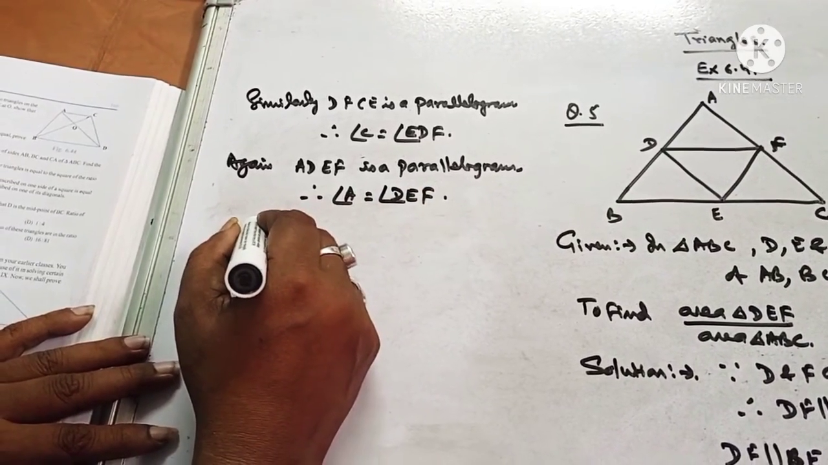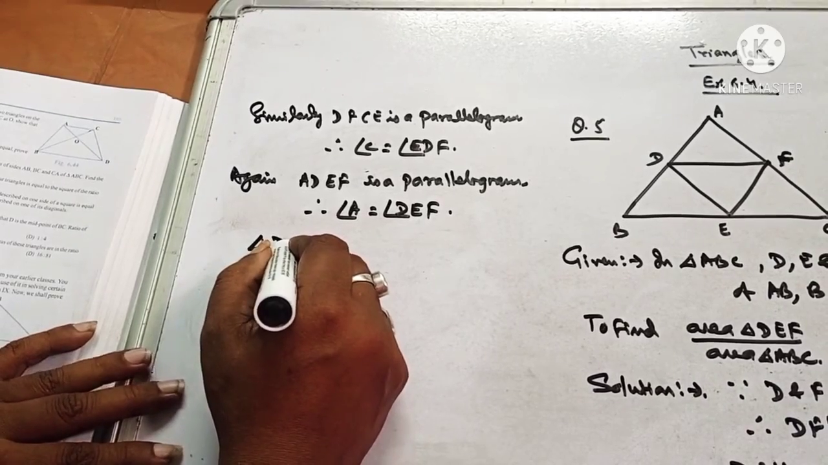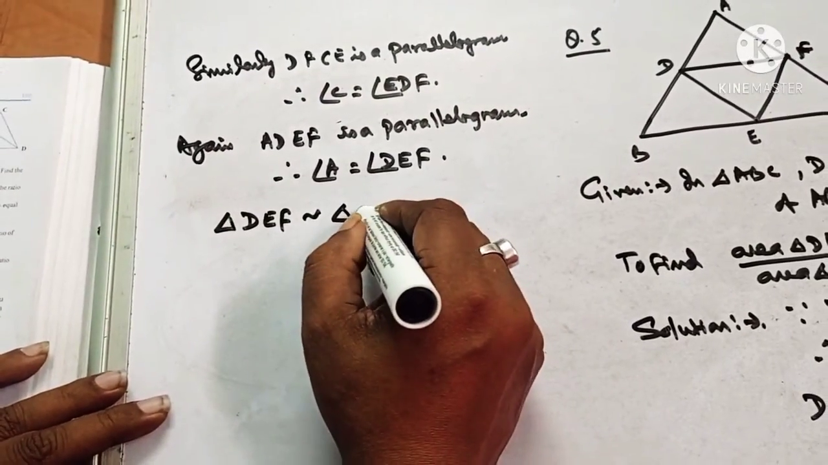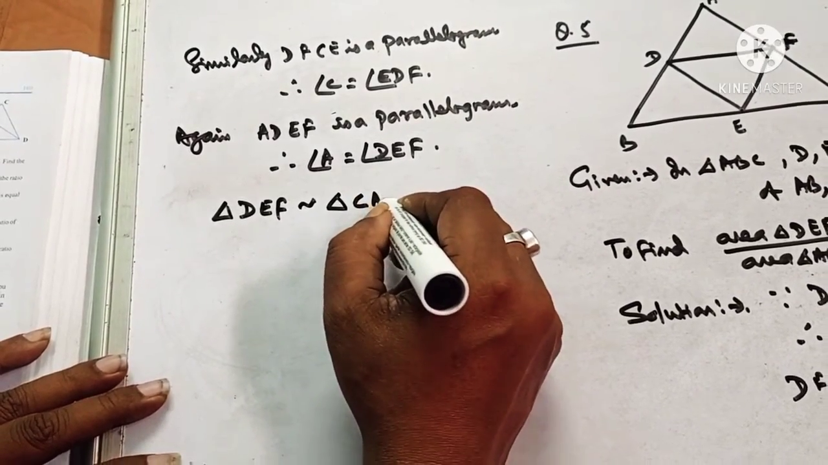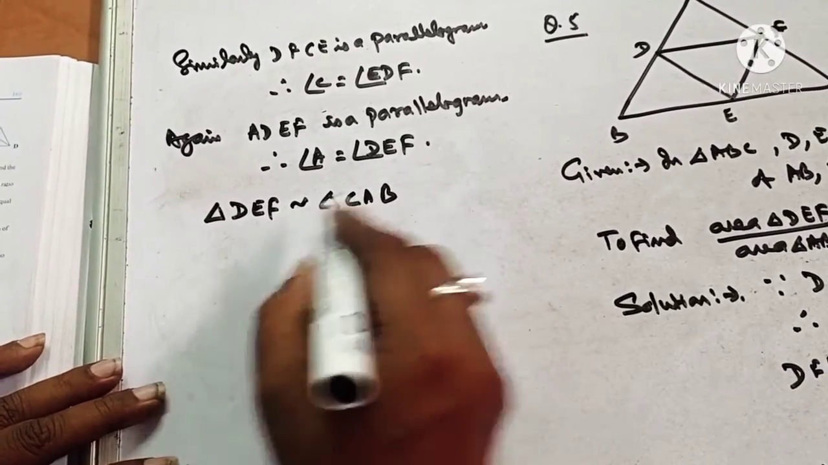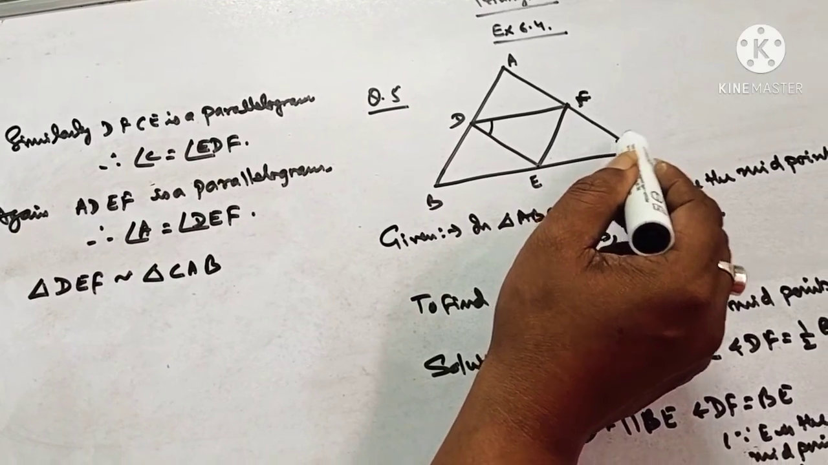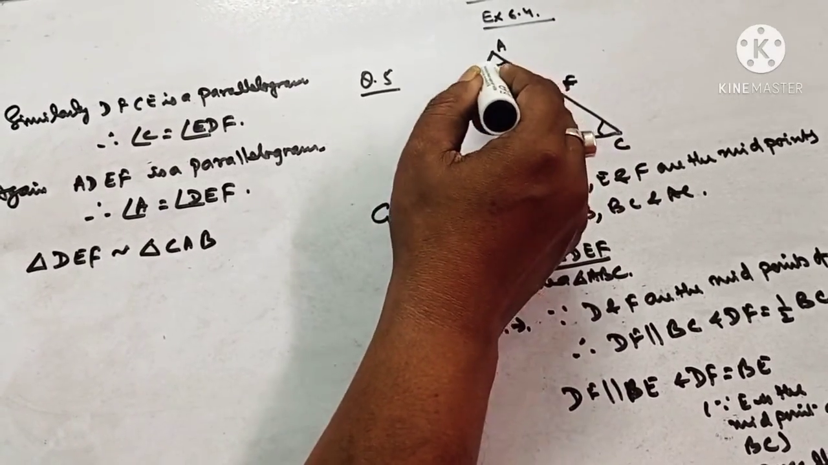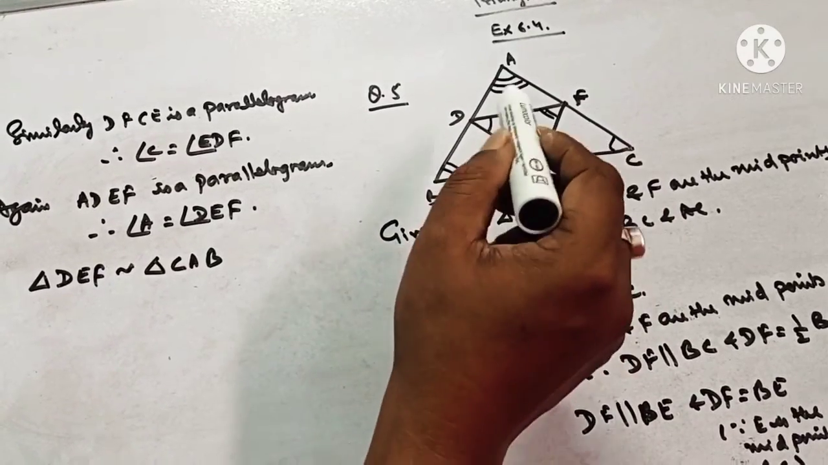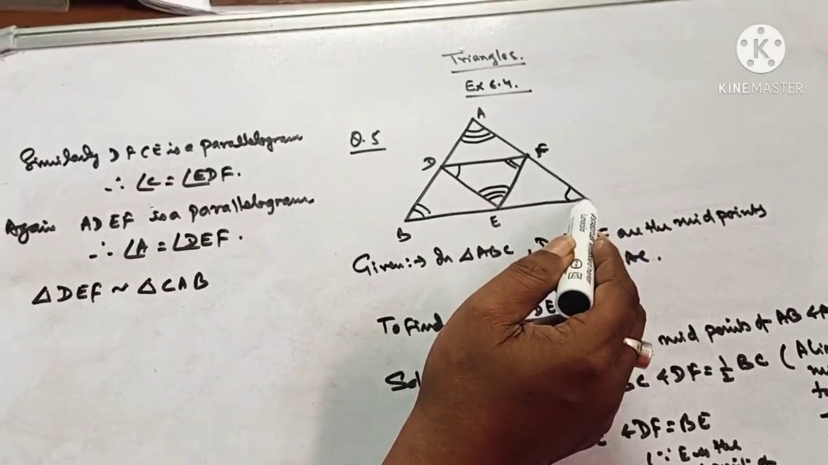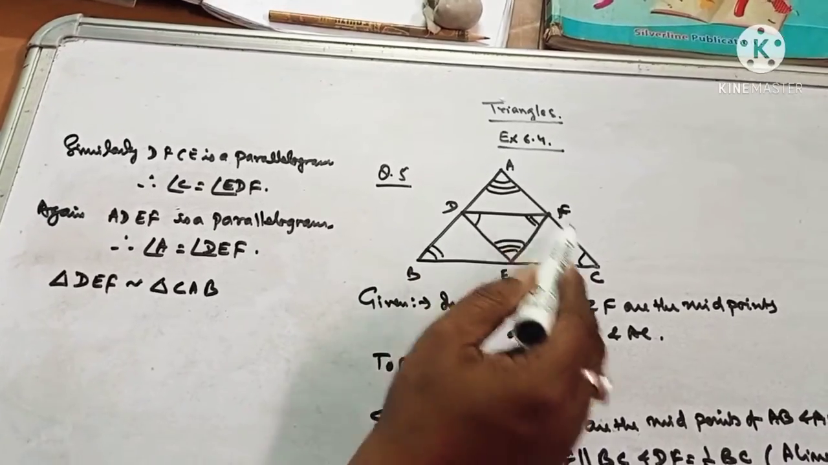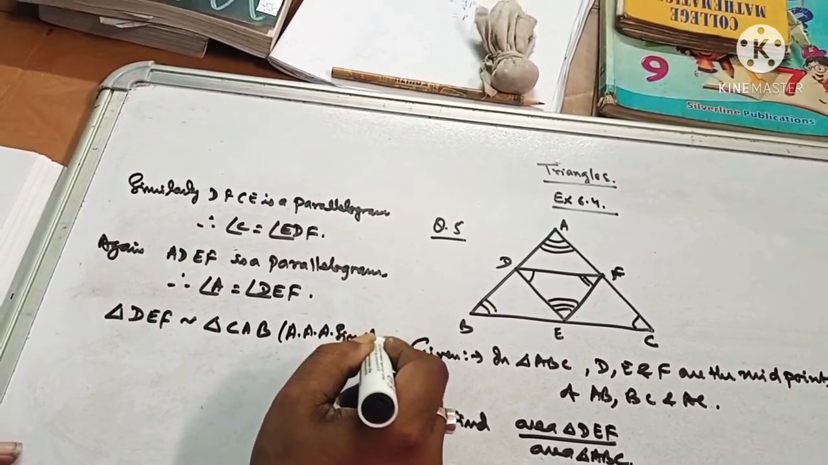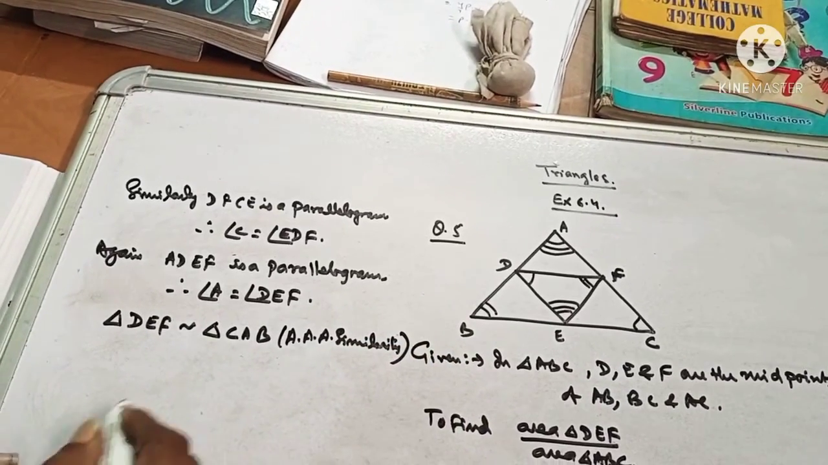So now triangle DEF is similar to triangle CAB, since angle D is equal to angle C, angle F is equal to angle B, and angle E is equal to angle A. So triangle DEF is similar to triangle CAB. This is from AA similarity.